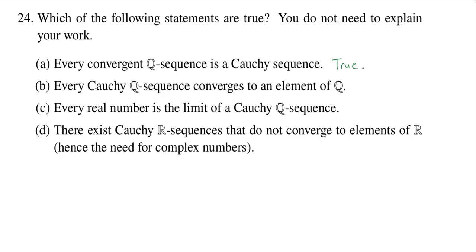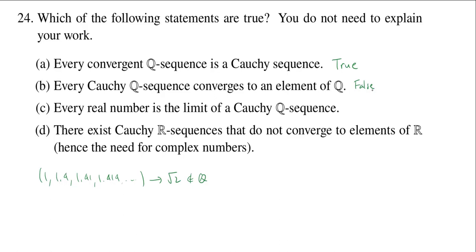All right, next: every Cauchy Q sequence converges to an element of Q. So this is a false statement. We had our entire section on how we built the real numbers. And the way we built them was by saying we have Cauchy Q sequences, things like 1, 1.4, 1.41, 1.414, etc., which we established converged to the square root of 2, which was not a rational number. So this is a false statement. It is exactly this incompleteness of the rationals that gives rise to the real numbers.